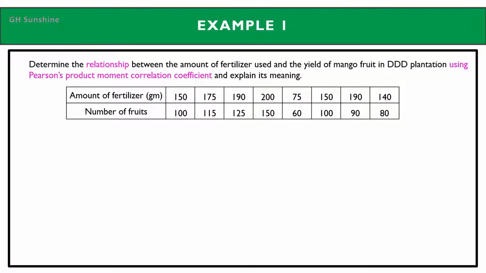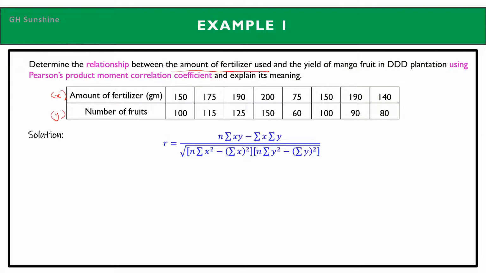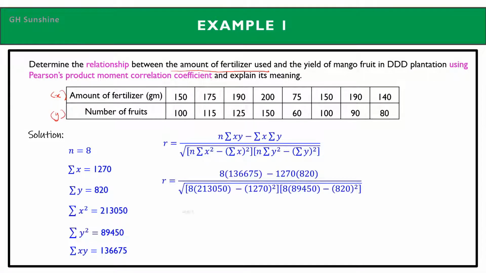So look at the sentence here. The first variable, which is the amount of fertilizer used, represents X. Therefore, number of fruits becomes Y. X is the independent variable, Y is the dependent variable. To identify the relationship between the two variables, you will use this formula to calculate R. So obtain all the values, then substitute at the end.